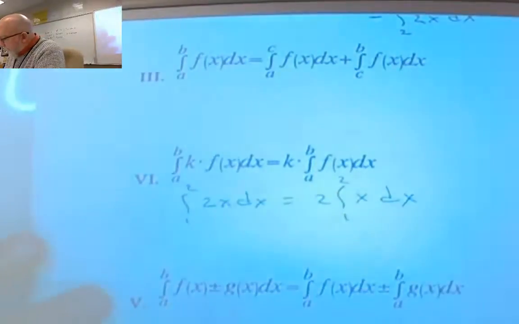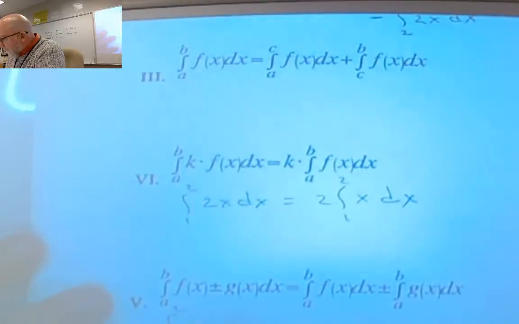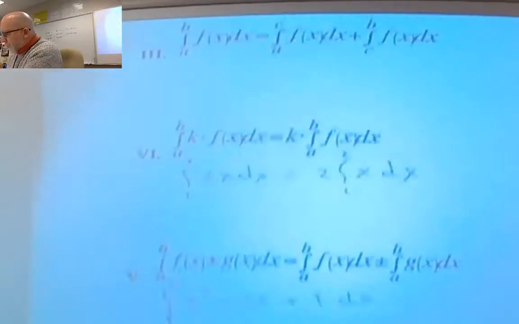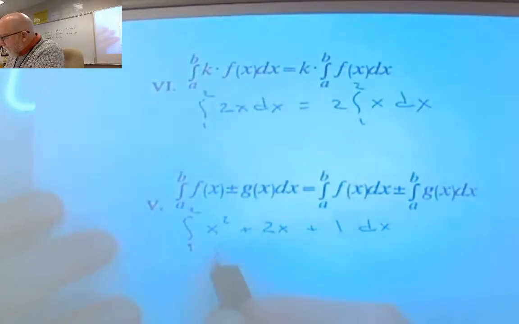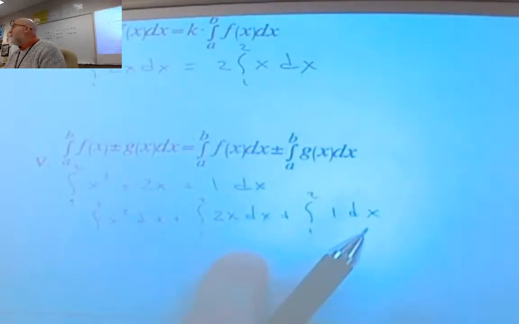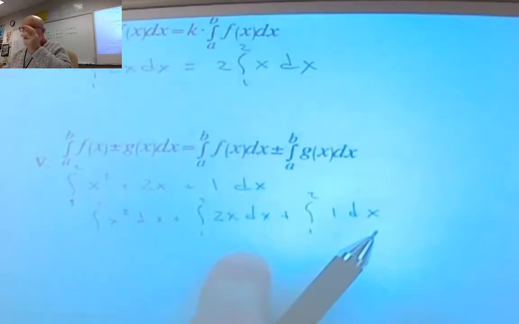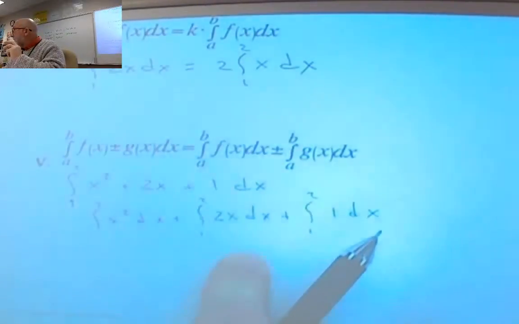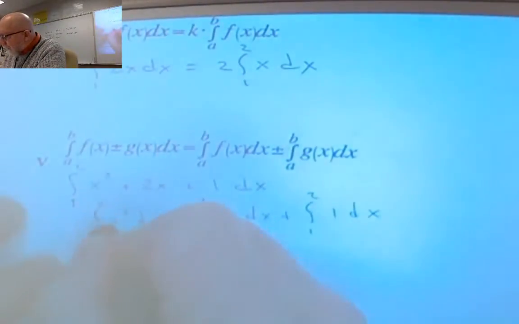And this is saying if I have something like this, the integral from 1 to 2 of x squared plus 2x plus 1 dx, if I chose to, I could break it up into individual integrals, just like we do with summation symbols. Does everybody understand?